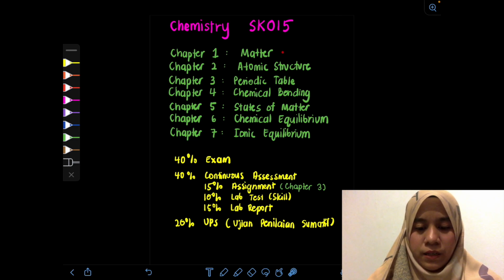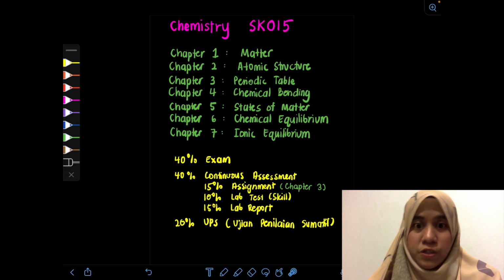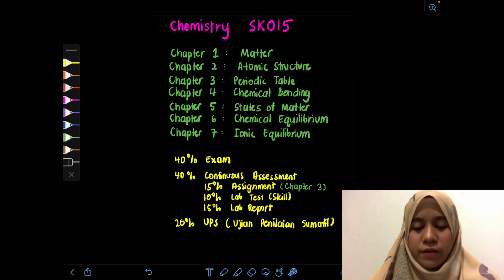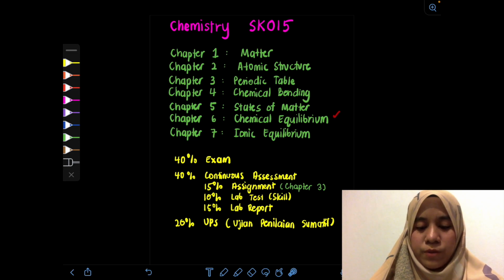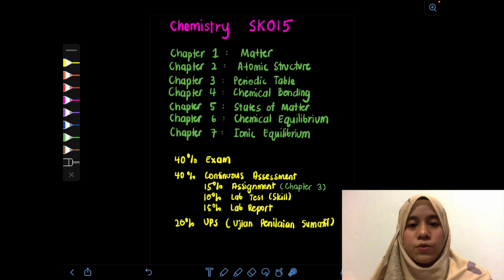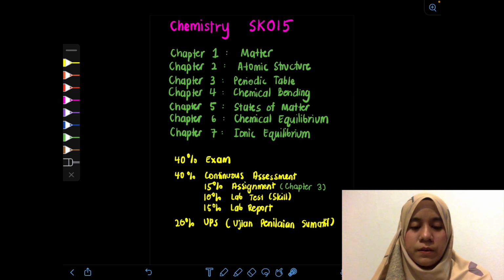So chapter 1 is matter, mostly calculation, and you are familiar with solute, solvent, solution. Atomic structure is something new. Periodic table, you have learned during SPM, then chemical bonding, and states of matter. States of matter are solid, gas, liquid, and we will learn something new, the phase diagram. After that, chemical equilibrium and ionic equilibrium. Okay, we will look at that later. So that is the overall chapters.